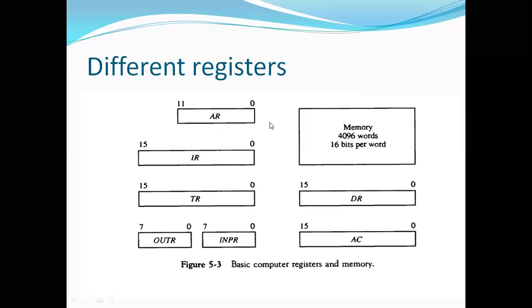If you want to fetch any data or instruction from a particular location, how many locations are there? 4096. That means 2 to the power of 0 is the first location, 2 to the power of 1, 2 to the power of 2, and so on up to 2 to the power of 12, so we reach the 4096th location. Like that the address register will contain 12 bits, and it will be used for fetching the data and instructions.